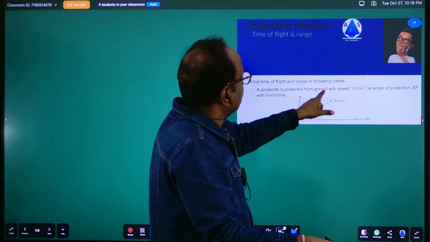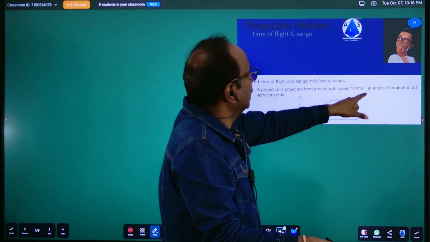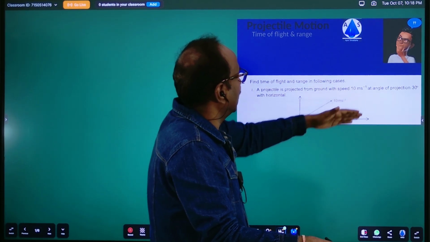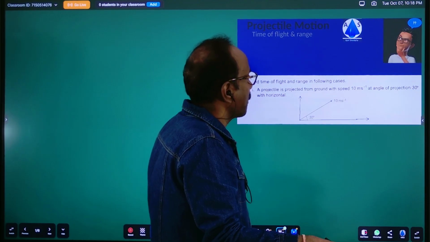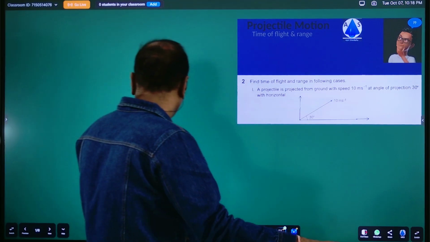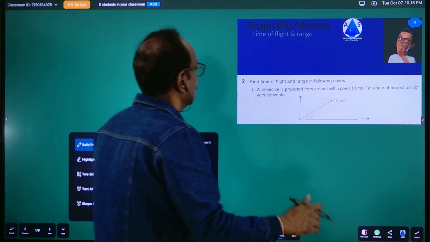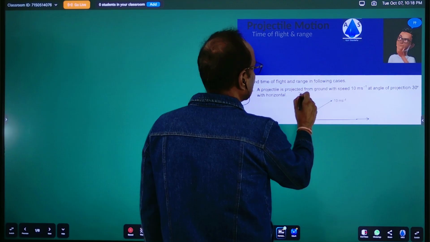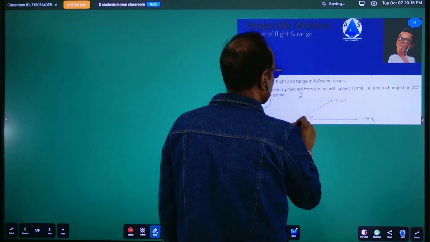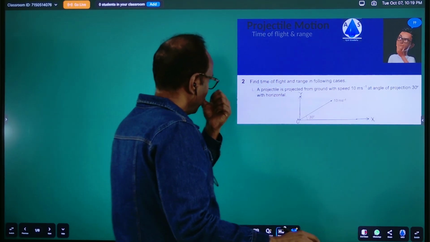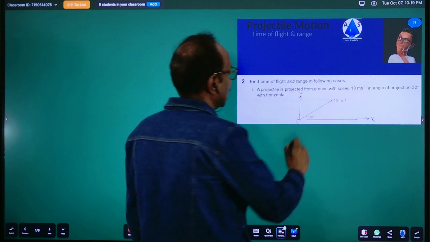The projectile is projected from the ground with speed 10 meter per second at an angle of projection 30 degree with the horizontal. So we have taken the y-axis in this direction, x in this direction, and this is your horizon. So what will be the range?